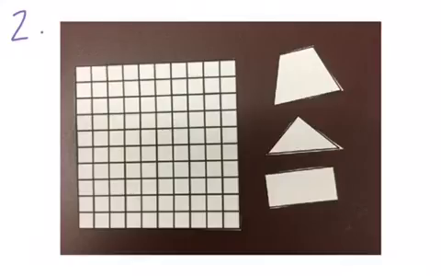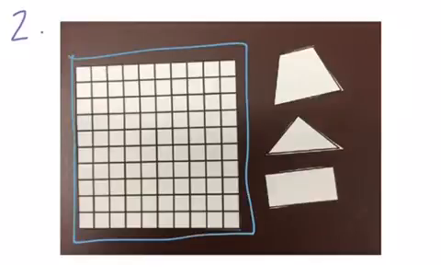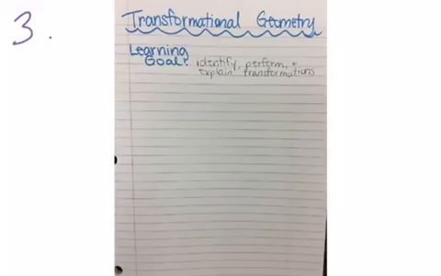Now take a minute to cut out the grid, which is here, as well as the three shapes that we'll be using: the trapezoid, the triangle, and the rectangle. When you have those four pieces cut out and put aside, I want you to open to a new page. Now it's really important that you get an entire page. Don't start partway down. Go to the next available brand new fresh page.